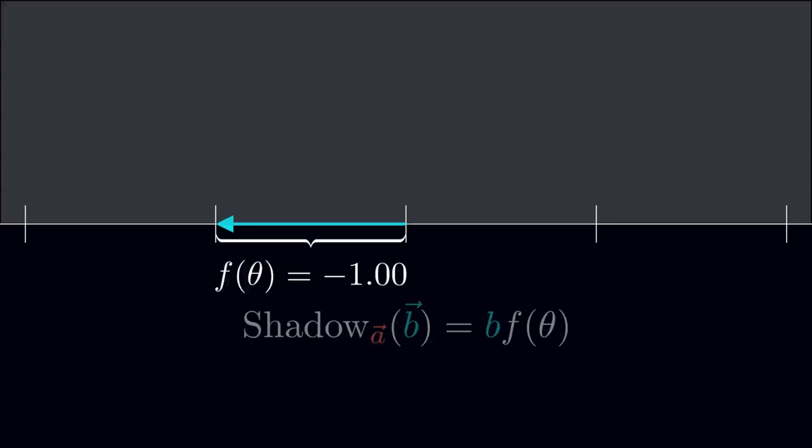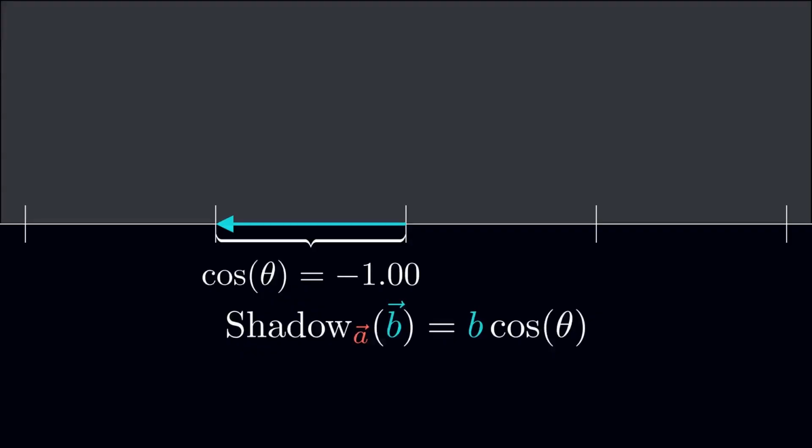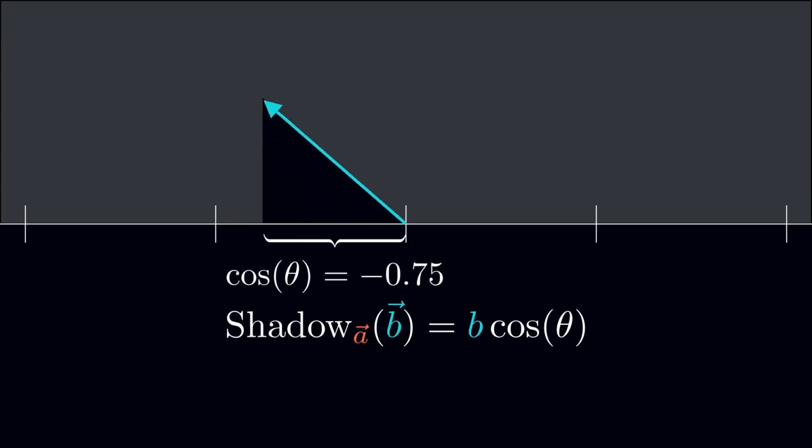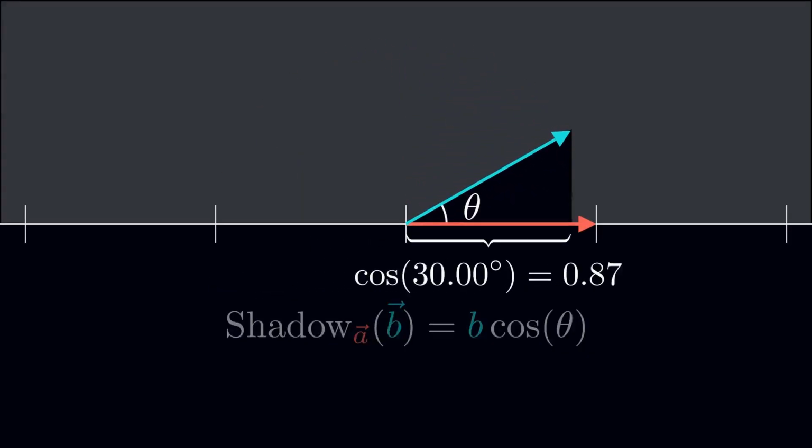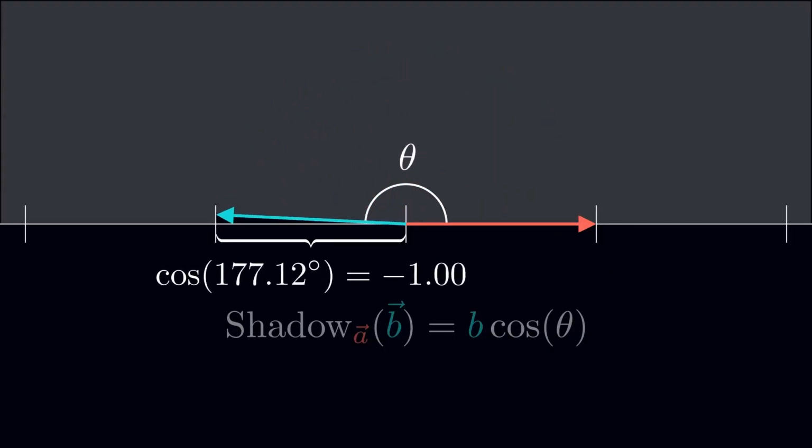Mathematically, this angle factor is just the cosine function, so we can write our shadow formula as the length of B times the cosine of theta. But really, you can just think of cosine as a measure of agreement, where you put in the angle between two directions, and you get out a percentage that tells you how similar those directions are.